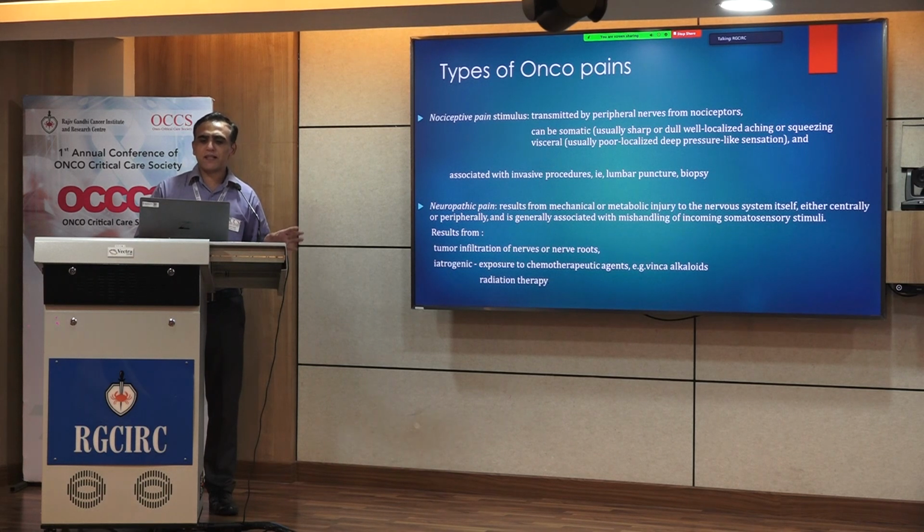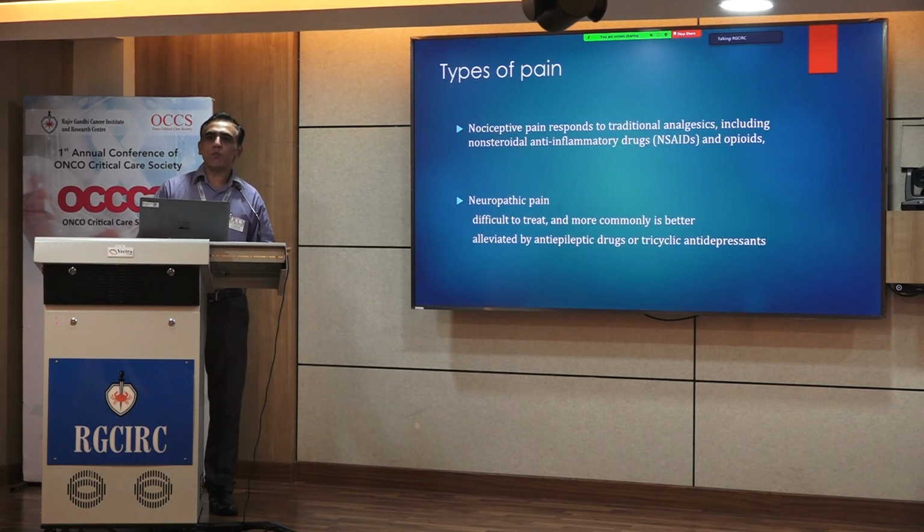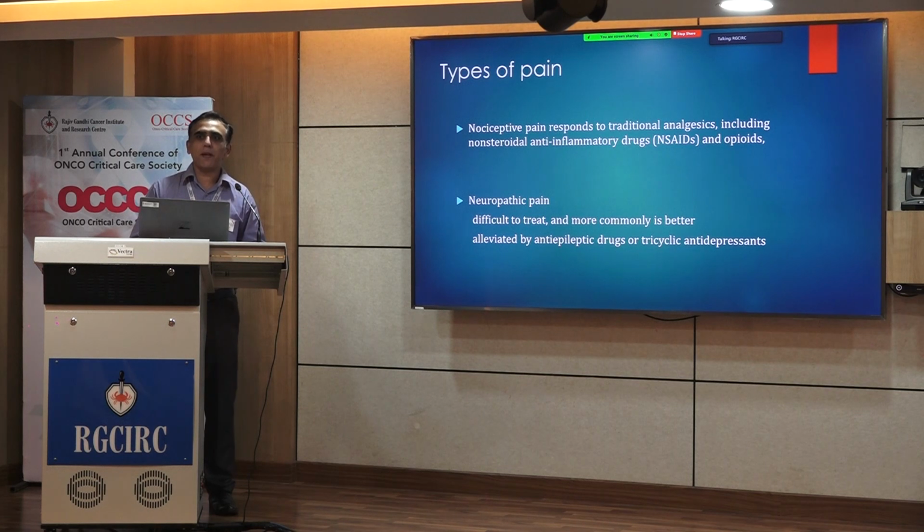Nociceptive pain is usually visceral, can be somatic, but it is usually a dull, aching kind of pain. Whereas neuropathic pain may sometimes be shooting pain or acute. And nociceptive pain mostly responds to opioids and anti-inflammatory drugs, whereas neuropathic pain responds to other drugs like antidepressants and anti-epileptics.